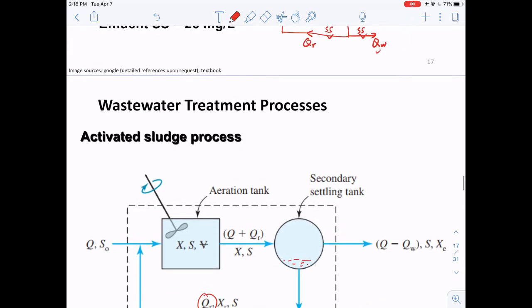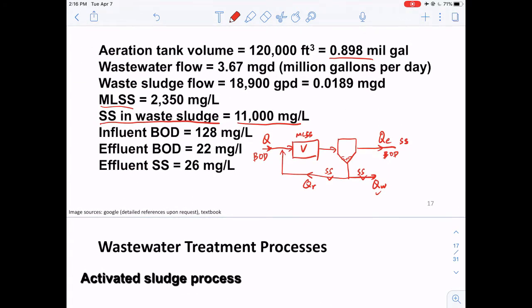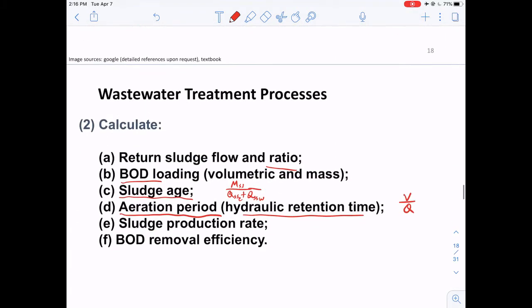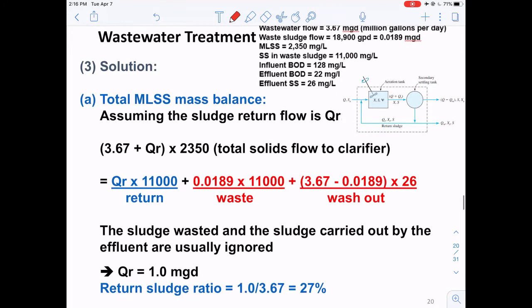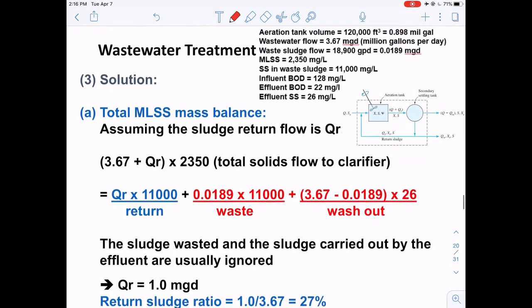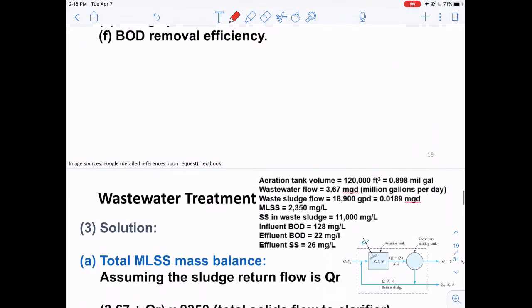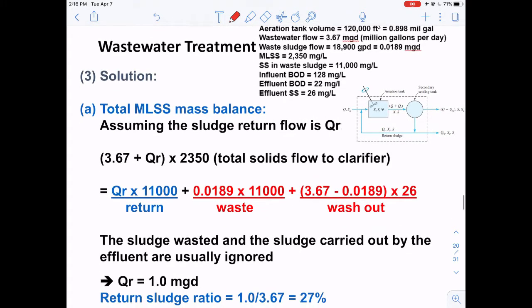Since we already know the BOD concentrations at the effluent and at the inlet, we can calculate that efficiency too. So let's try to solve these parameters one by one. First, let's calculate the return sludge flow.